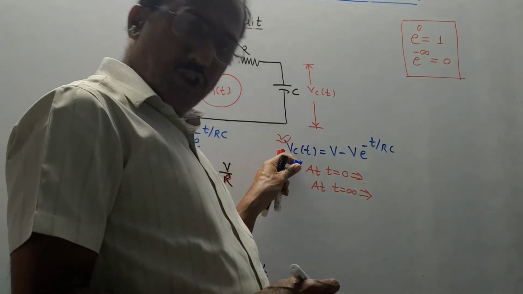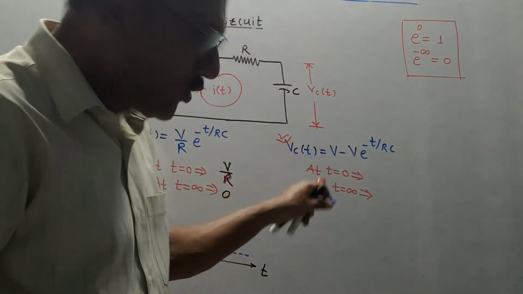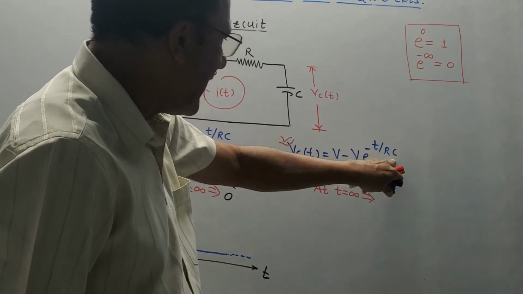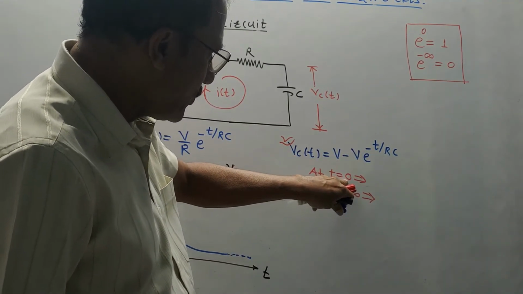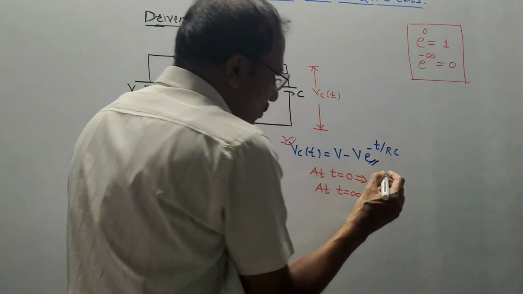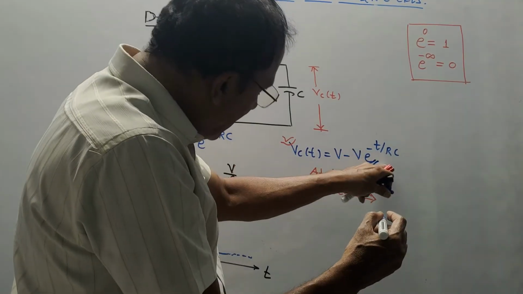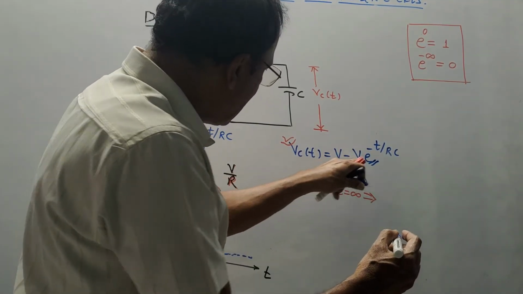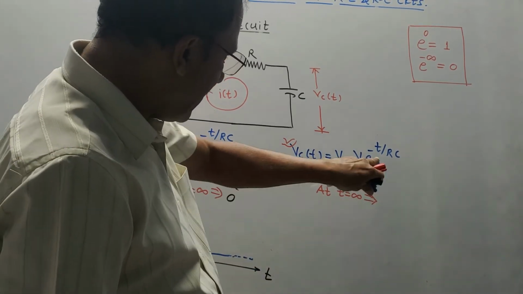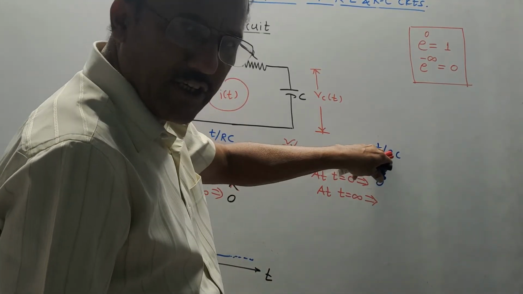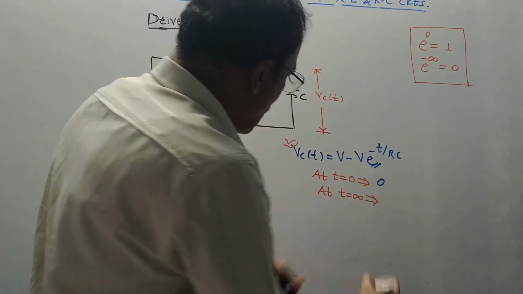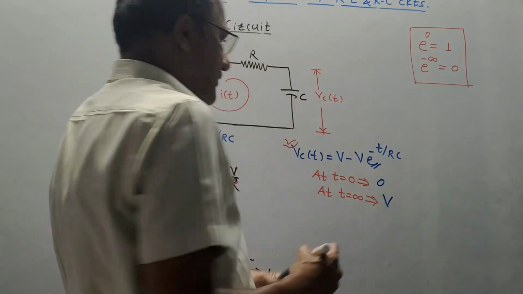Second, the equation of Vc of t. Vc of t is the voltage across the capacitor. It is V minus V into e raised to minus t by RC. If you put t is equals to 0, you will get e raised to 0. E raised to 0 is 1. This term becomes 1, but 1 will be getting multiplied with V minus V, which is 0, so the answer is 0. At t is equals to infinity, you will get e raised to minus infinity. E raised to minus infinity is 0, 0 into V is 0, so V minus 0, the answer becomes V.